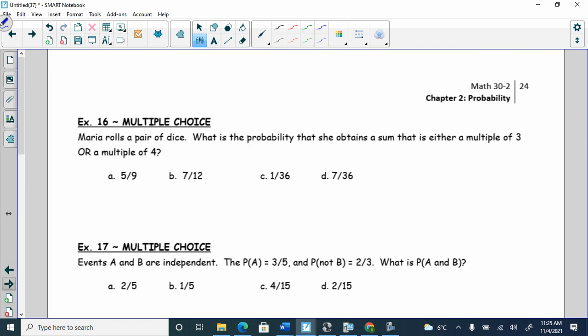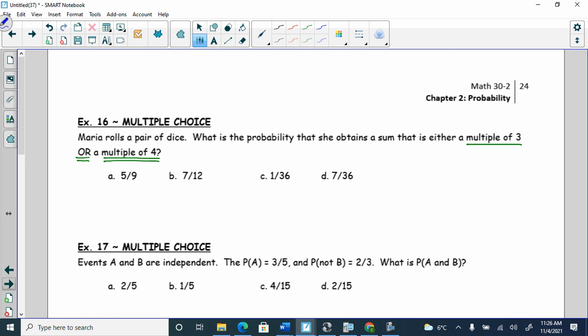Maria rolls a pair of dice. Watch me. Maria, I just rolled the dice. How many events happened? One event's happening. So when it's one event happening, it's either mutually exclusive or not mutually exclusive. Well, let's read more. Maria rolls a pair of dice. What is the probability she obtains a sum that is either a multiple of 3 or a multiple of 4? So or means mutually exclusive or not.